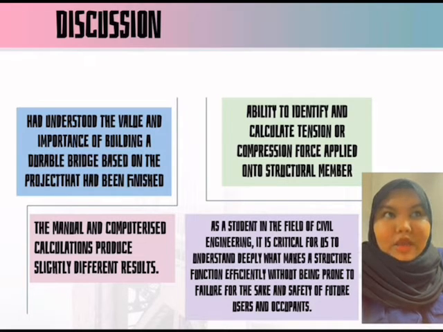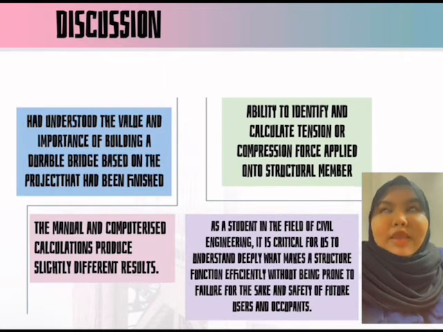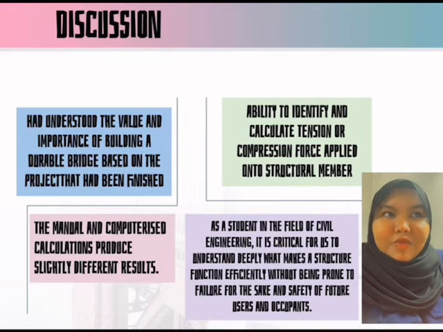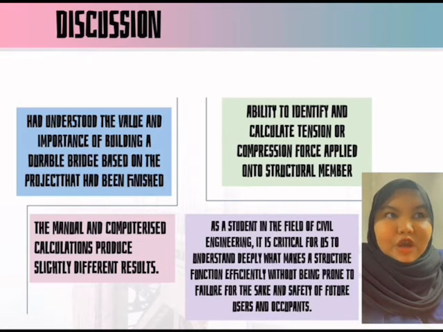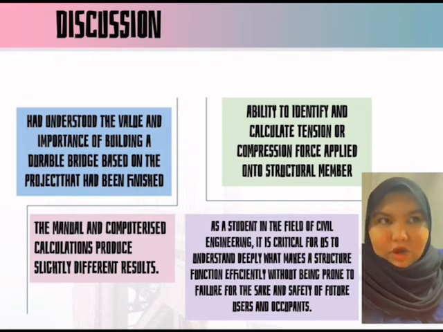The second point, the ability to identify and calculate tension or compression force applied to structure members has been fully realized through the arrangement of the structure members. The third point, the manual and software calculations produce slightly different results. Why different results? Because of the method of calculation, such as using the wrong formula or calculating the data incorrectly.